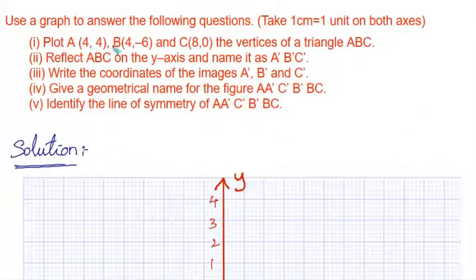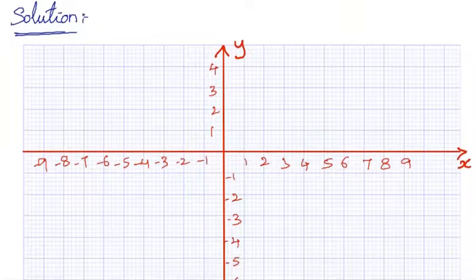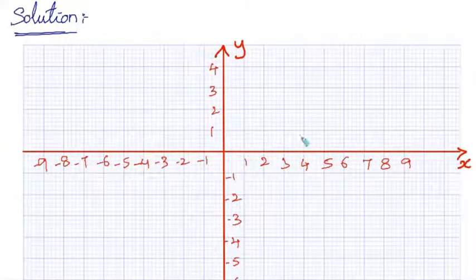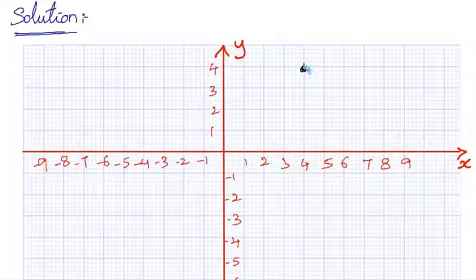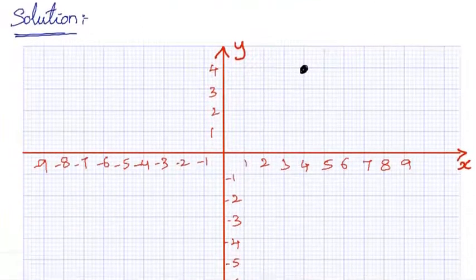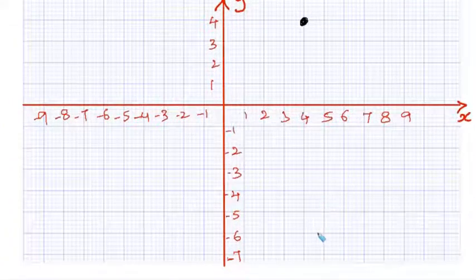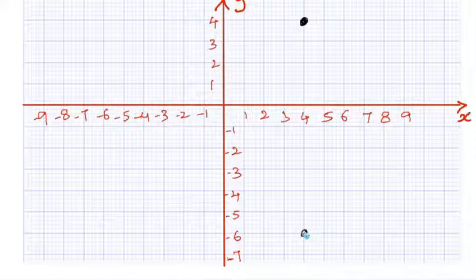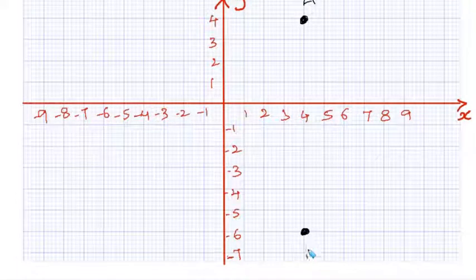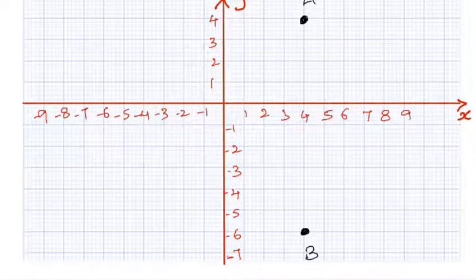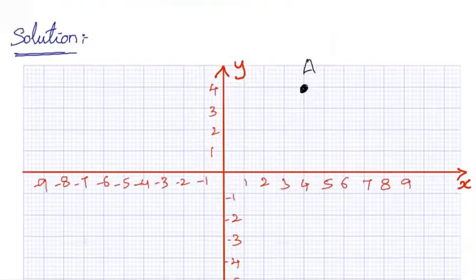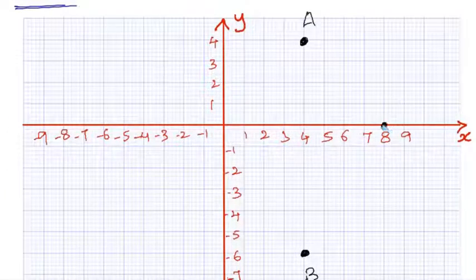A is 4, 4. So we'll get that point A is here. So this is the A 4, 4. And the second one is 4, -6. So we'll get that point here. And the third point is, let's mark those points as A and B, and the final point given is 8, 0, which is C. So this is the 8, 0.